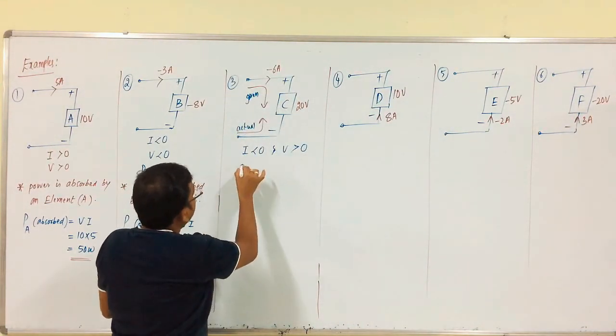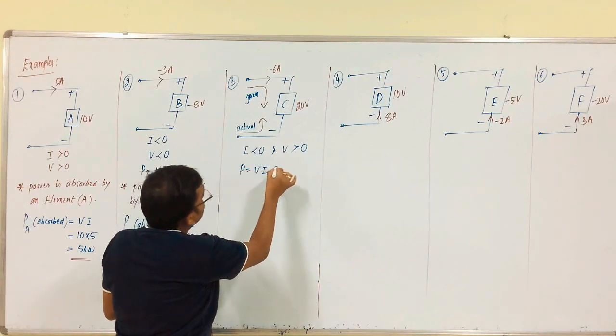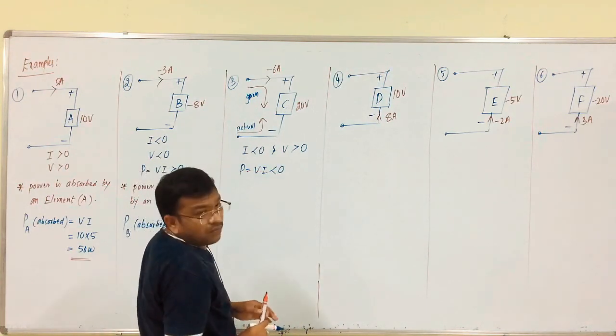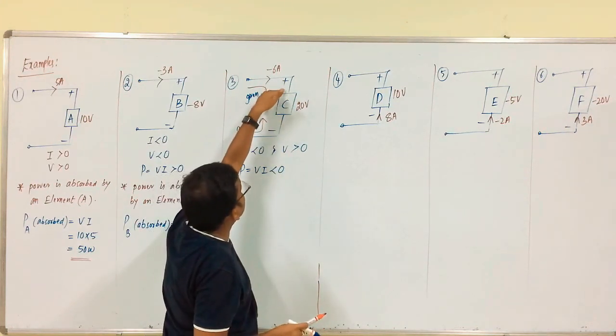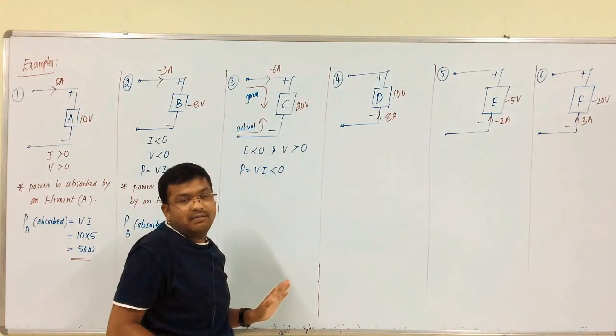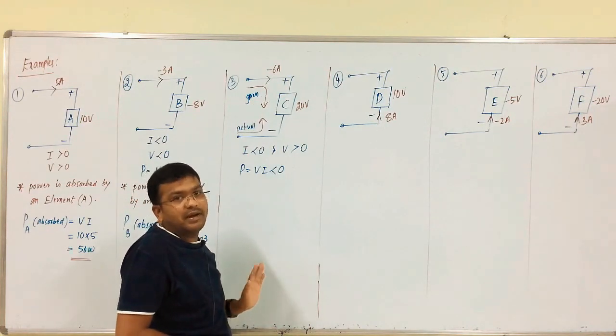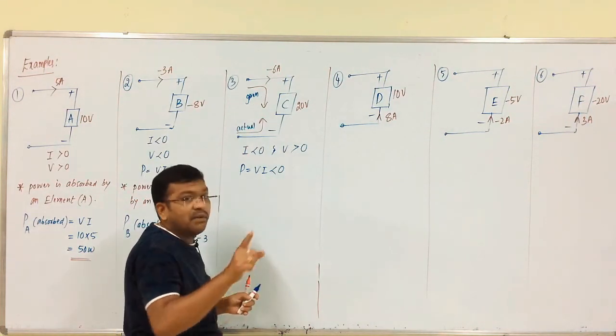So, we all know that P equals V into I, which is less than 0. What is the assumption? First assumption, when it is entering the positive terminal, power is absorbed. Power is absorbed, right. So, first we have to calculate the power absorbed.